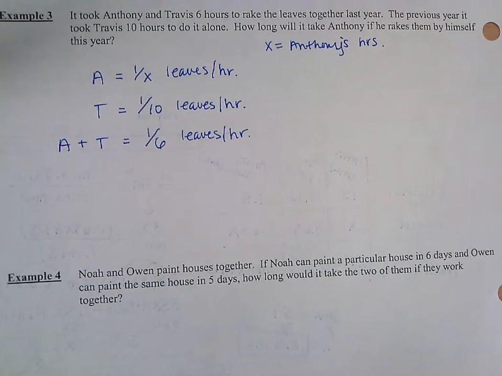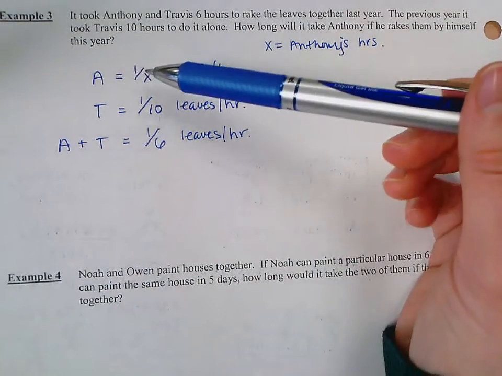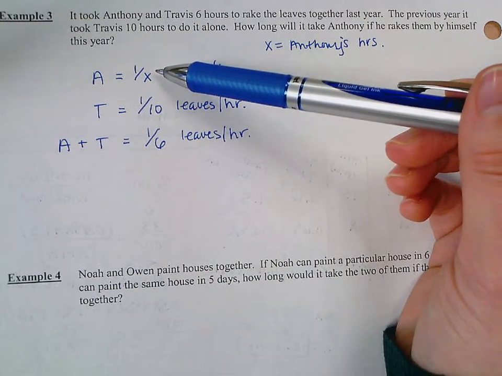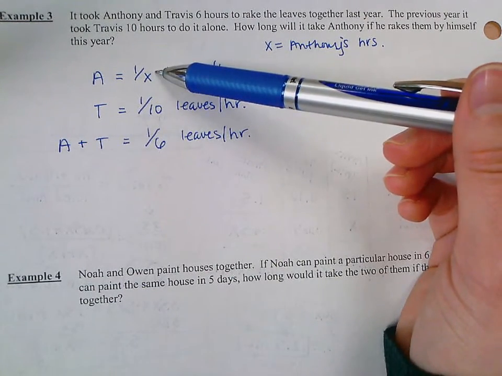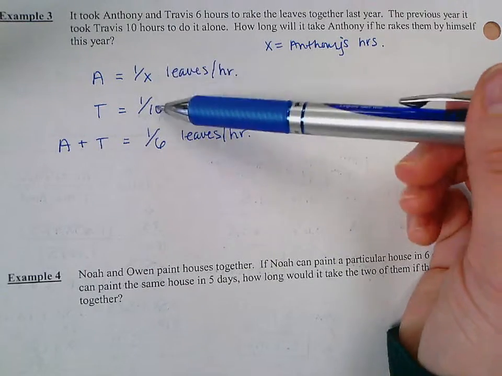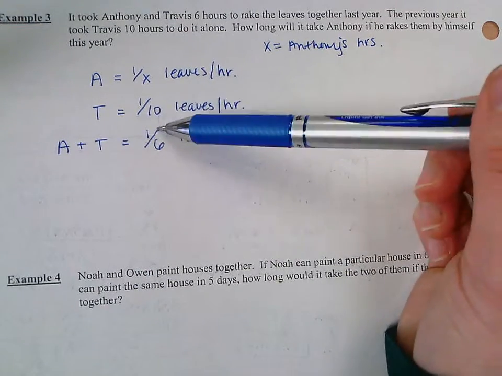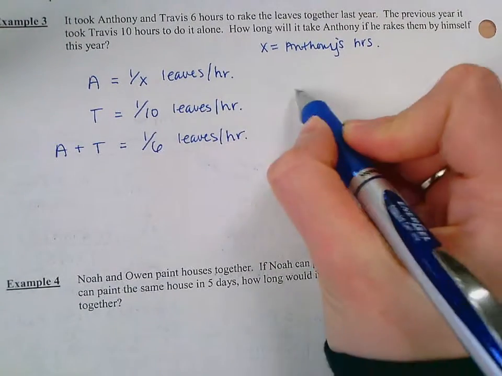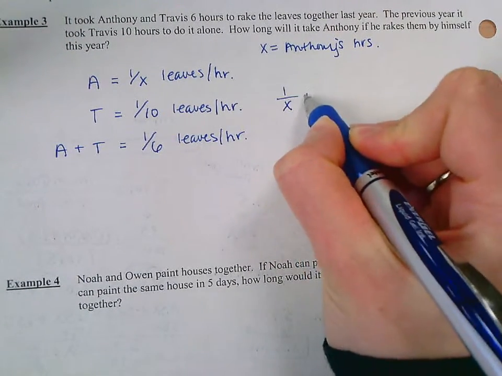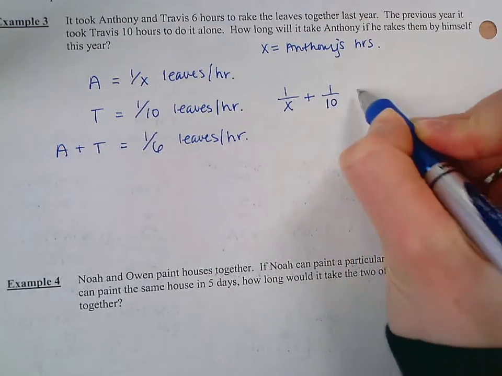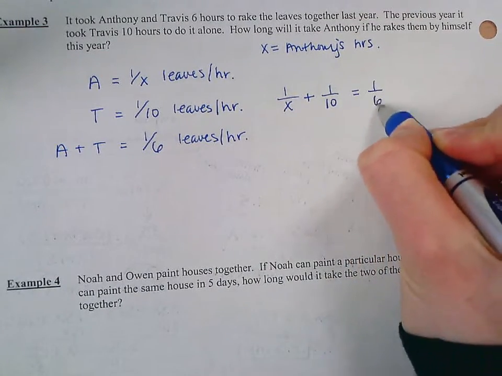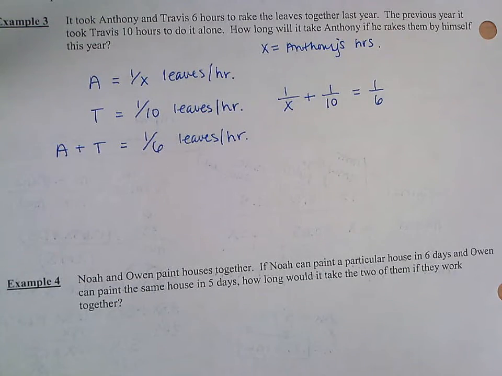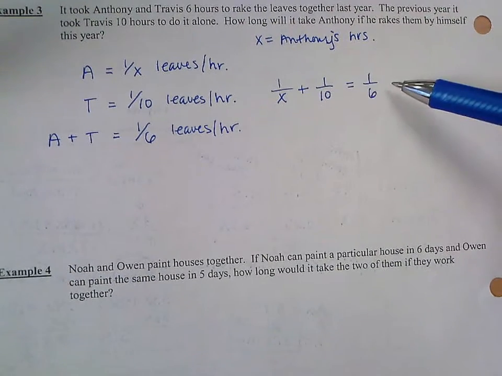Then for your equation, and hopefully this makes sense too, you should take Anthony's rate and Travis's rate. If you add these together, you should get their combined rate, just like A plus T should equal A plus T. So if I take Anthony's rate of 1/x and I add it to Travis's rate of 1/10, that should equal their combined rate of 1/6. And that's how we take that information to create a rational equation.